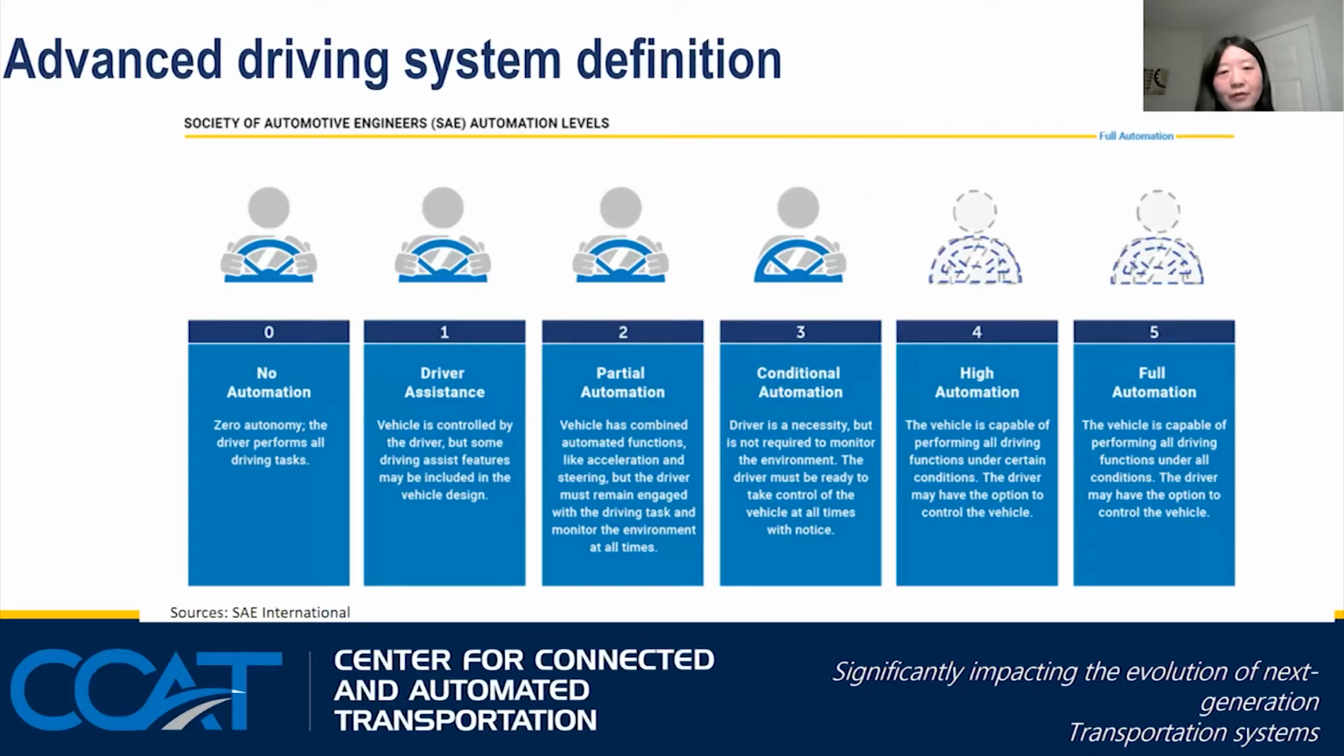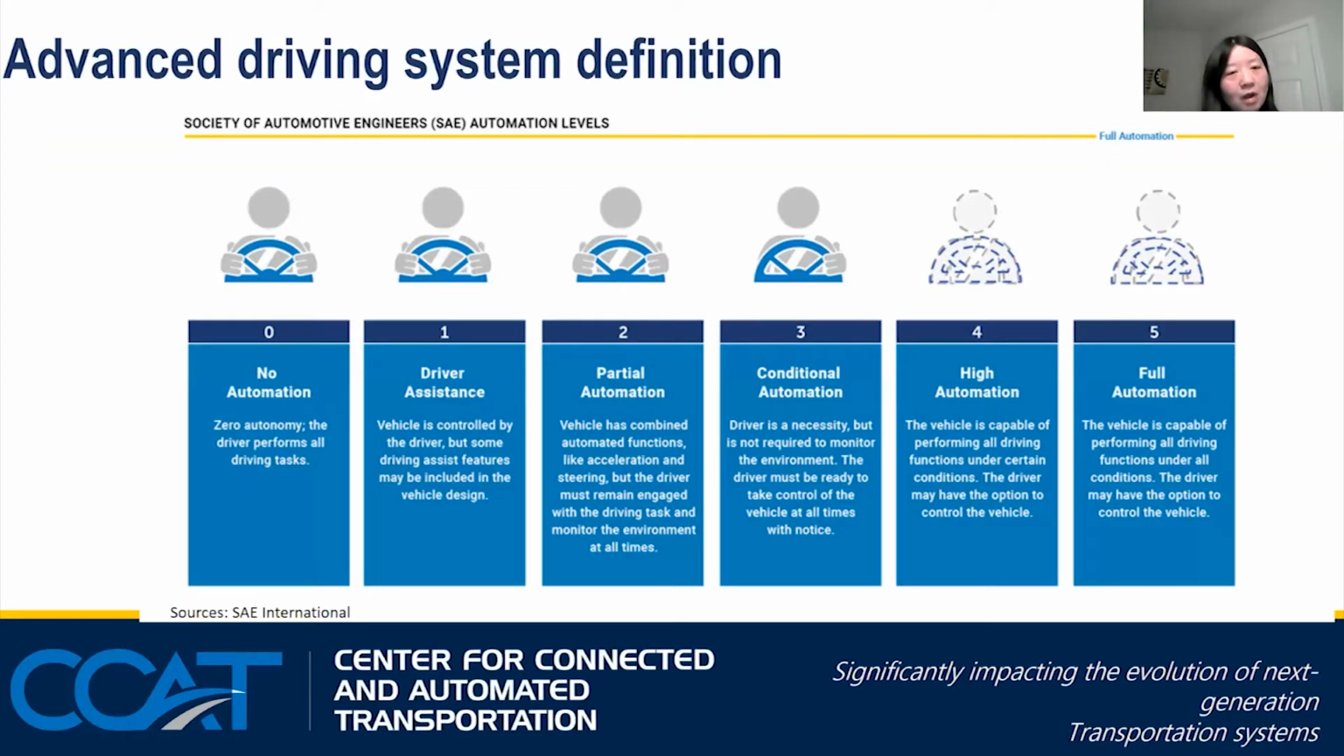Some of you may already be very familiar with this figure. This is the SAE definition for the advanced driving systems from level 0 to level 5. Basically, at level 0, you don't have any assisting systems in your car. It's just a traditional legacy car. Some people may ask, if I have cruise control, would that count? The answer is not really. It still counts as level 0.